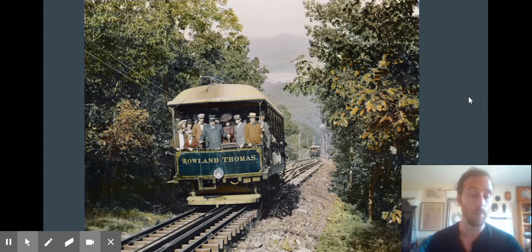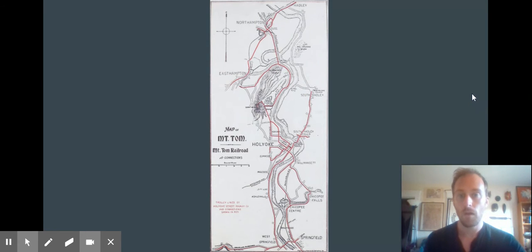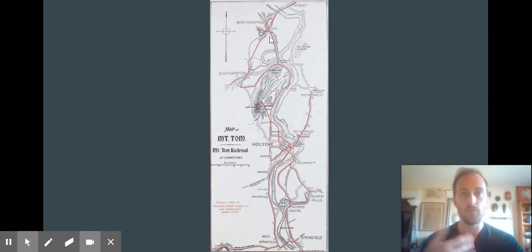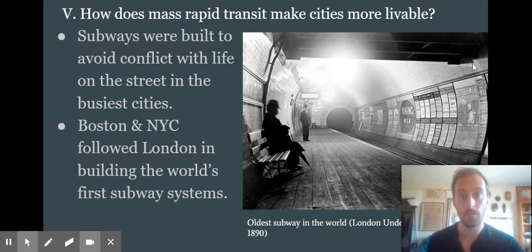And presidents would come on vacation in this valley, basically because it was a beautiful place, still is, of course, but also very easy to get to by public transportation. Mount Tom streetcar map. Again, this is the city of Holyoke, Northampton. The bike path between Northampton and Hadley was a streetcar line, and you could get there again by public transit.